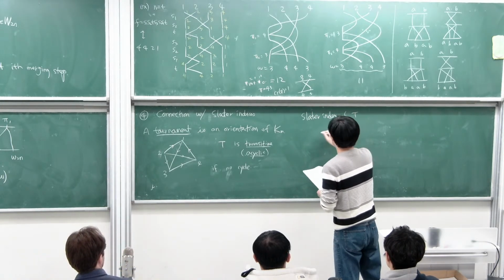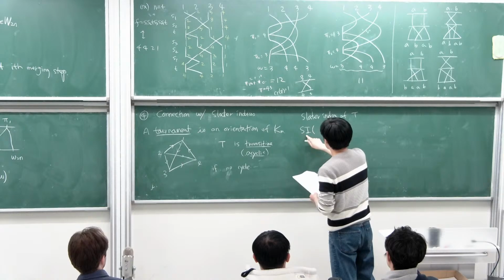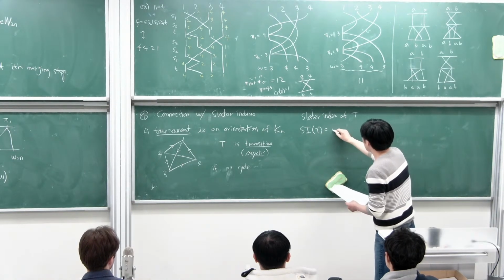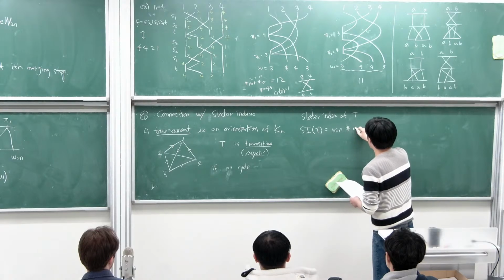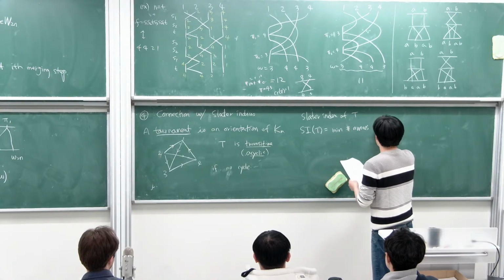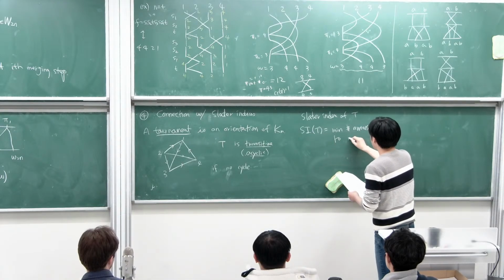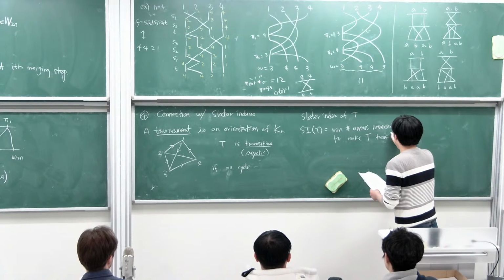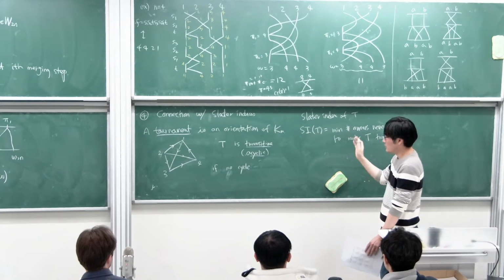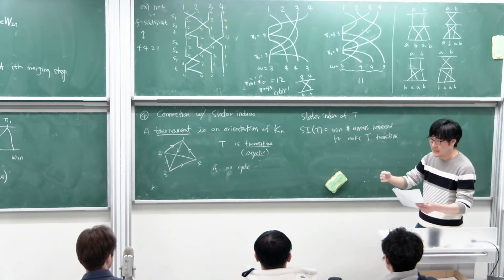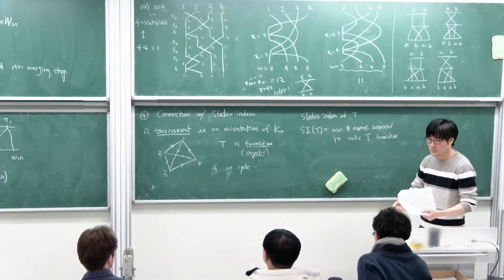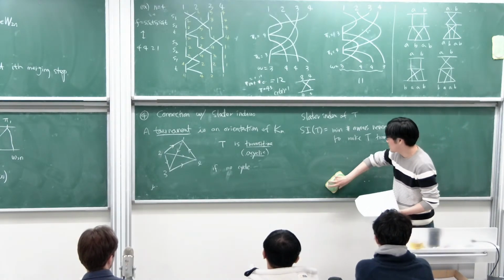And the Slater index of T, which I'm going to denote by Slater index of T, is the minimum number of arrows reversed to make T transitive. If there are already no cycles, then this is 0. But if there are some cycles, you have to reverse some arrows to get a transitive tournament. So the minimum number is the Slater index.